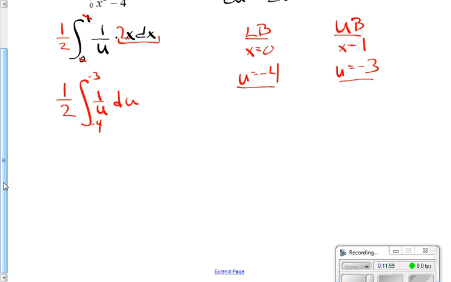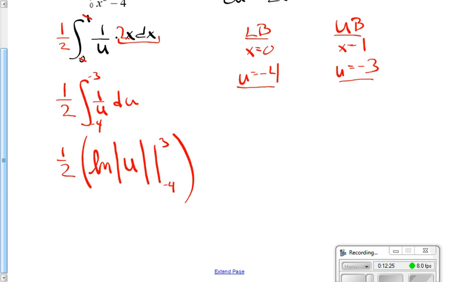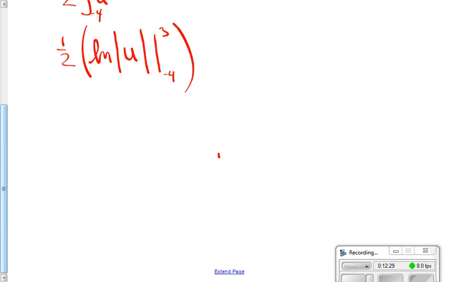What's the antiderivative of 1 over u? ln of the absolute value of u. So this is ln, absolute value u. And absolute values are really important here because I was about to substitute negative values in for u, and I couldn't log those. I'm going to put the 1/2 in the front, and I'm going to evaluate that from negative 4 to negative 3. Sorry, negative 4 and negative 3, thank you.